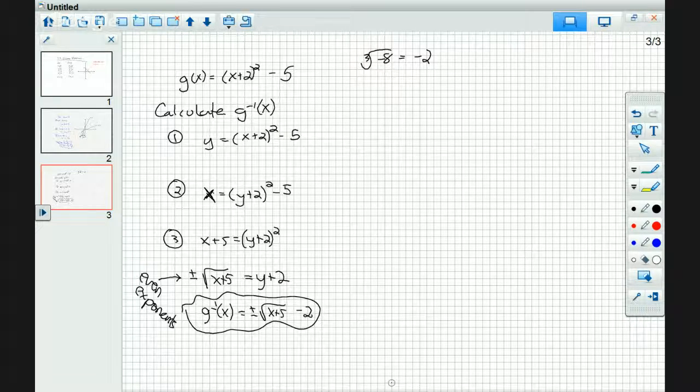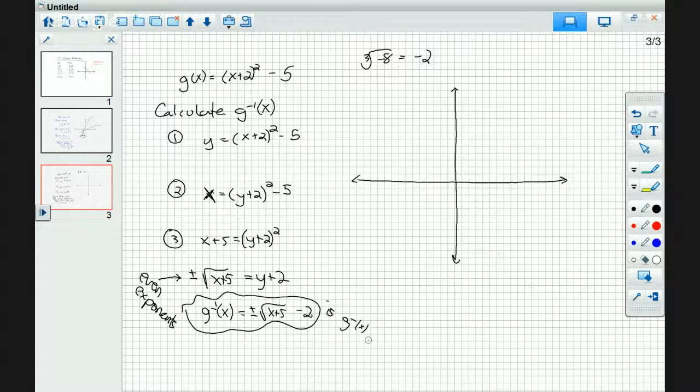All caught up? Okay, let's graph these. I want to show you, there will be a question. Is g inverse of x a function? No. Why not? Exactly what it is. All right, let's graph g.